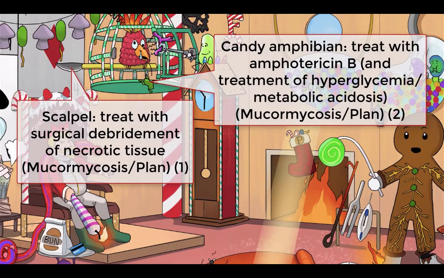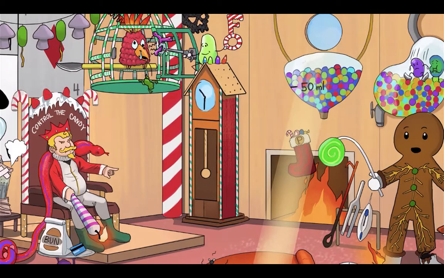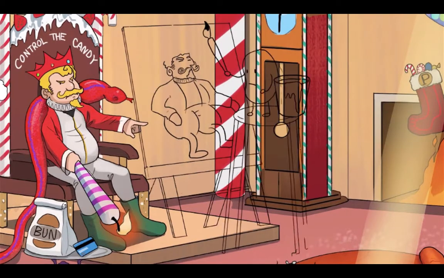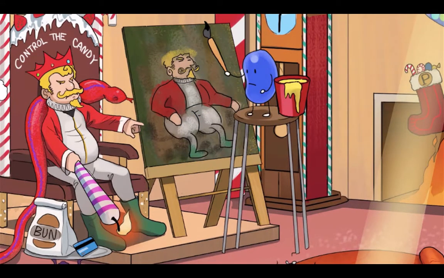Empiric therapy typically consists of IV amphotericin B. Management of contributing risk factors is also important. So treat that severe hyperglycemia and metabolic acidosis of DKA. Alright, let's wrap up this sketch with a brief discussion of the macrovascular complications of diabetes.